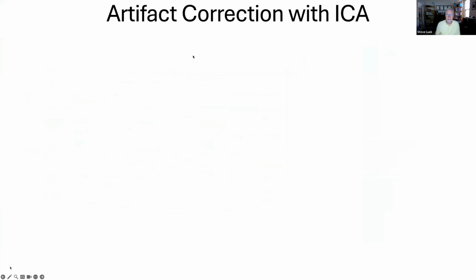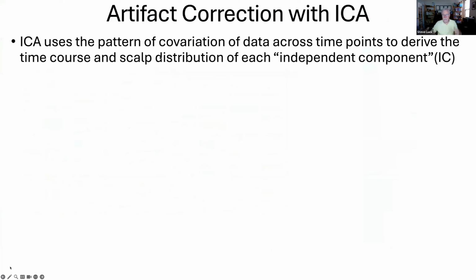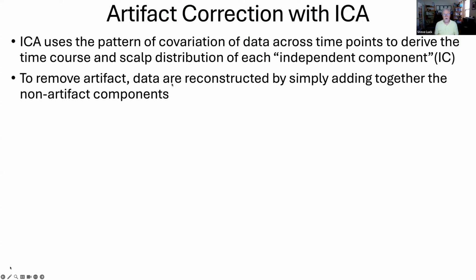So the way that ICA works is it uses the pattern of covariation across data, across time points, to come up with the time course and scalp distribution of a set of independent components, or ICs. To remove an artifact, we can decompose the data into the components. Hopefully there will be one or two that are clearly artifact components, and we just reconstruct the data, leaving out the artifact components.